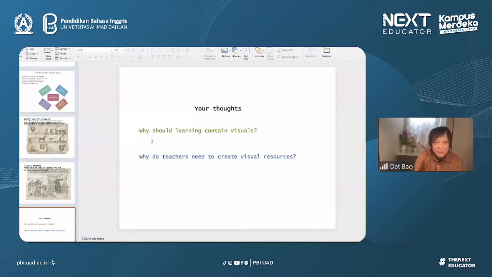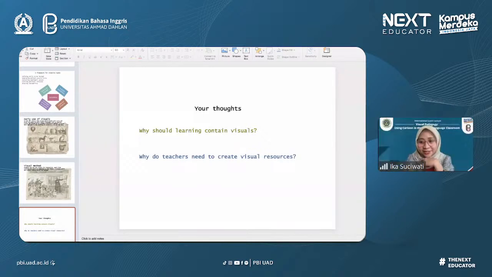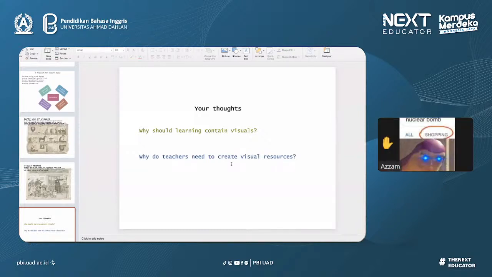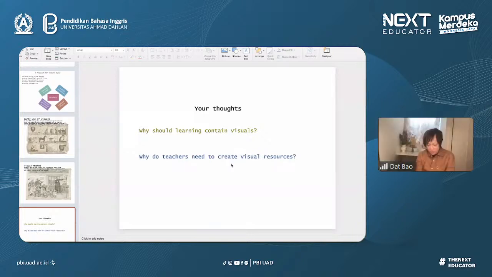Or you can type and I will read. Either way, yeah. Speaking. Yeah, we have Azam here, Dr. Dutch, who raised his hand. Hello, yes. Azam, can you please? Yeah, Azam, please. Hello, Dr. Dad. Yes. Hello, Azam. Nice to meet you. Nice to meet you too.